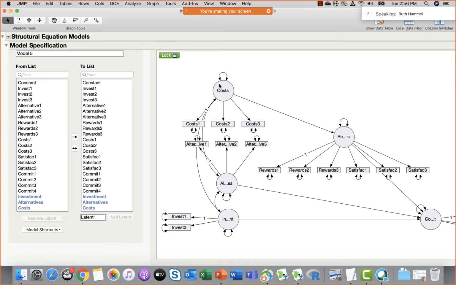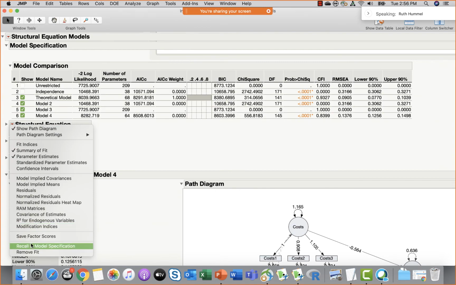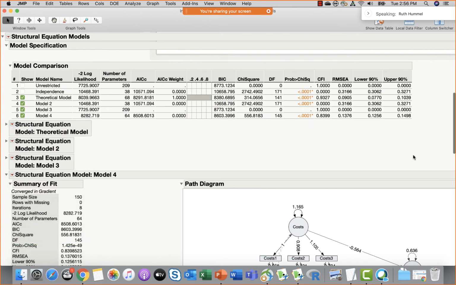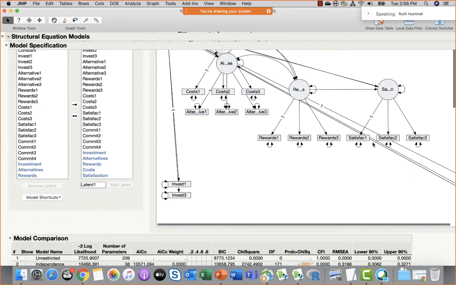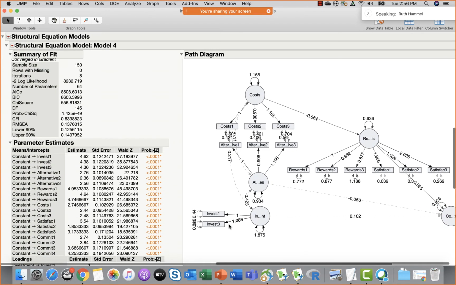Then the costs and rewards. The costs and rewards might be more likely related to each other. So costs might, actually, let me show you a different model. This was a simplified one. Let me show you the theoretical model. So I'll go to this and I'll ask to recall and model specification. Let's look at this path diagram. That's tidier. So this is the model I'm fitting.